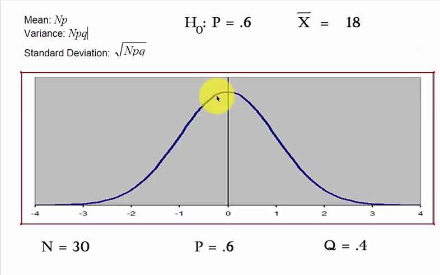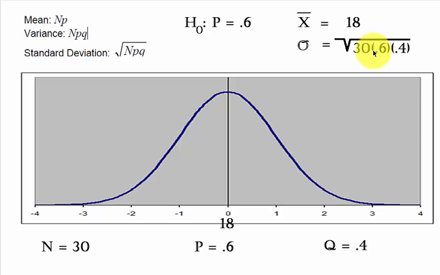Let's put that on our normal distribution graph down here. It goes right where the z-score is 0, because that is the mean. Now let's figure out the standard deviation. We're going to use that formula right there. Again, n is 30, little p is 0.6, little q is 0.4. Multiply them out, take the square root of 7.2, and we get 2.68.